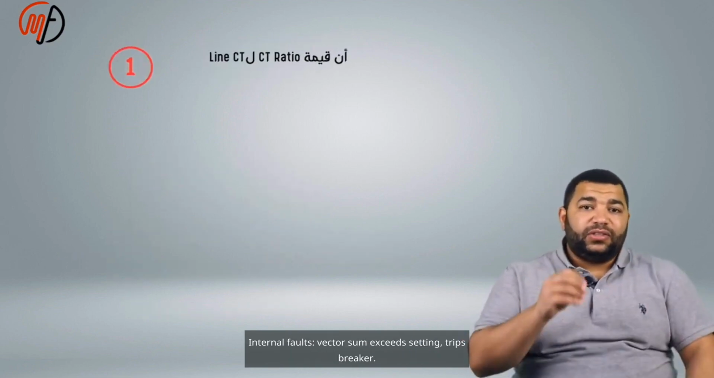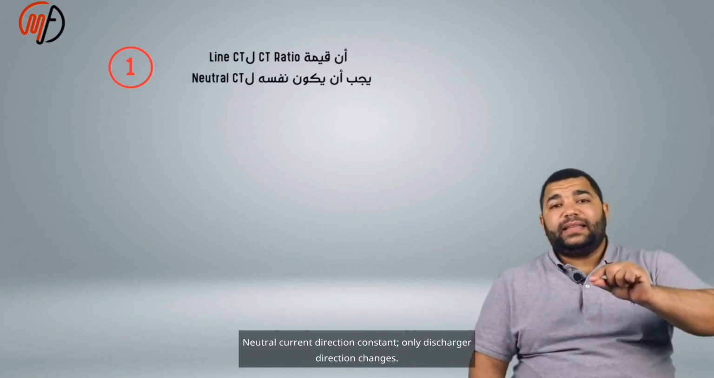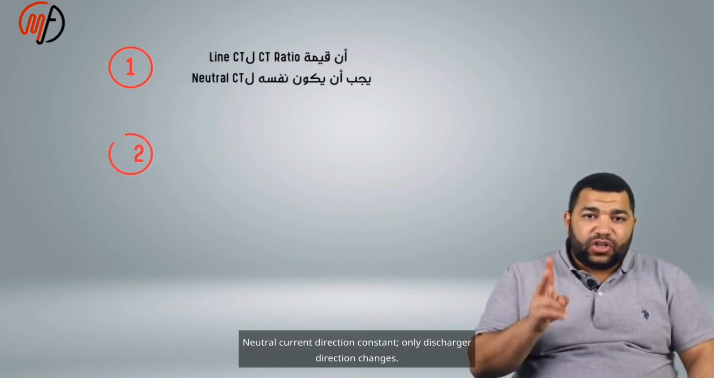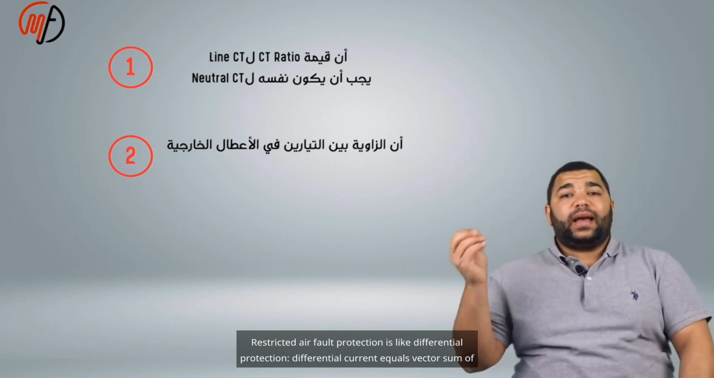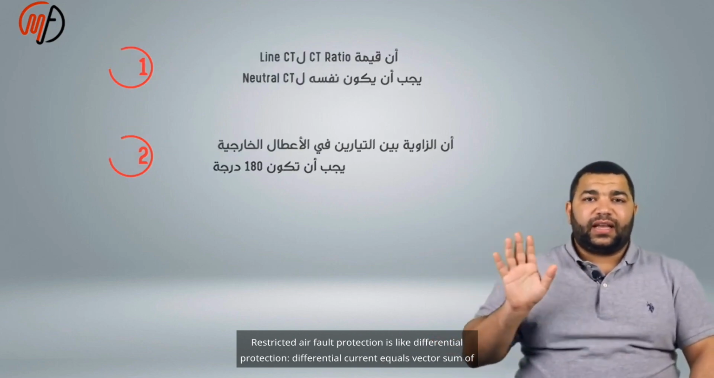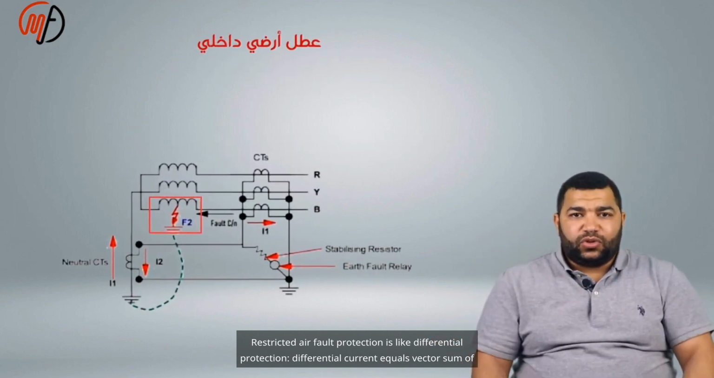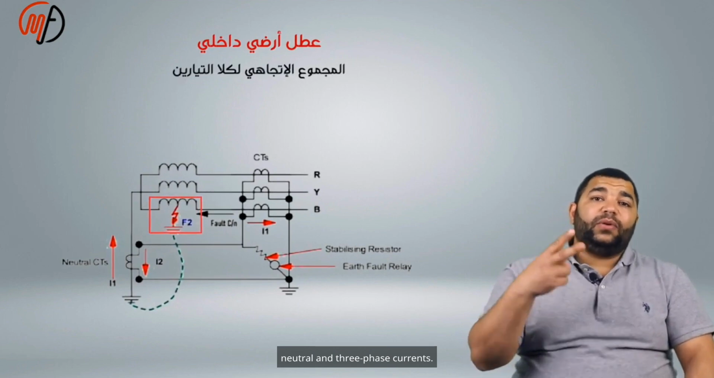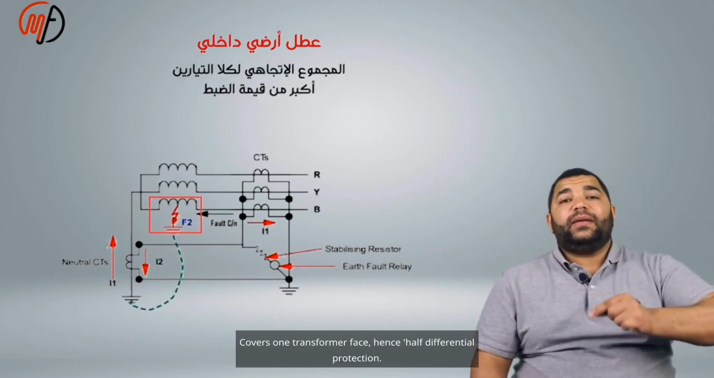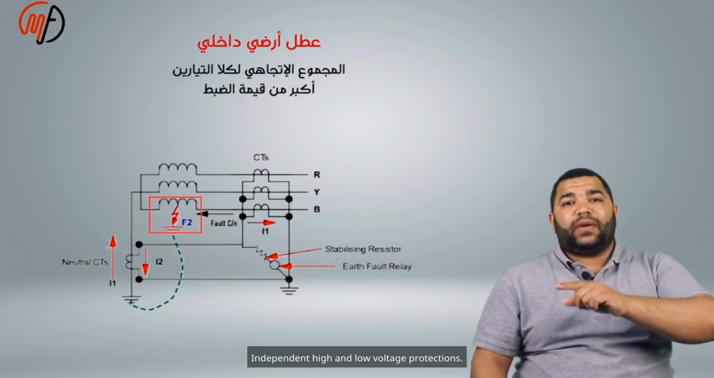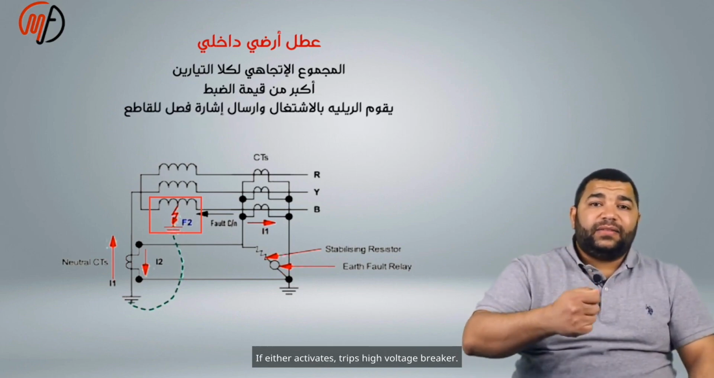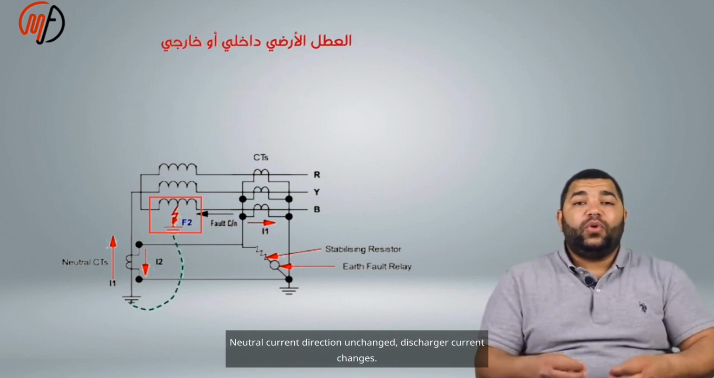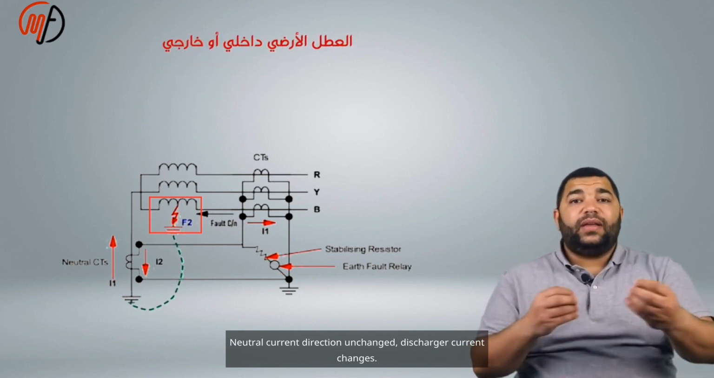At a 180-degree angle, for internal faults, the vector sum exceeds the setting and trips the breaker. The neutral current direction remains constant; only the discharger current direction changes. Restricted earth fault protection is like differential protection. The differential current equals the vector sum of the neutral and three-phase currents, and it covers one transformer face, hence the name half differential protection. High and low voltage protections are independent. If either activates, it trips the high voltage breaker.